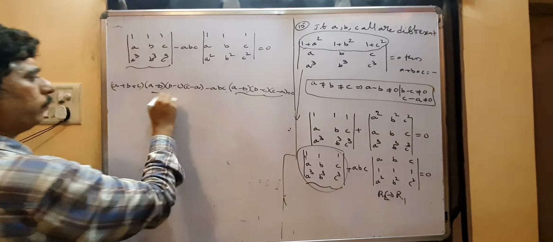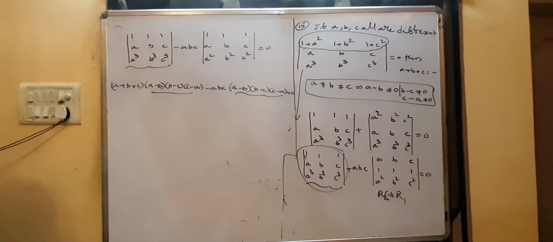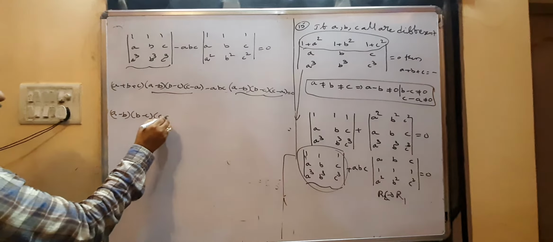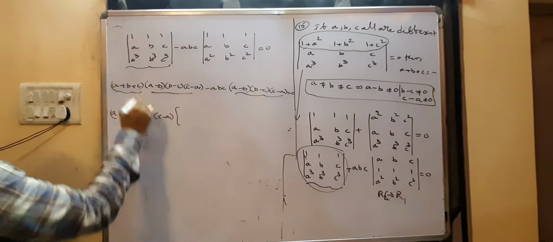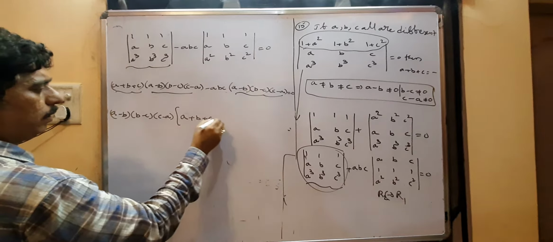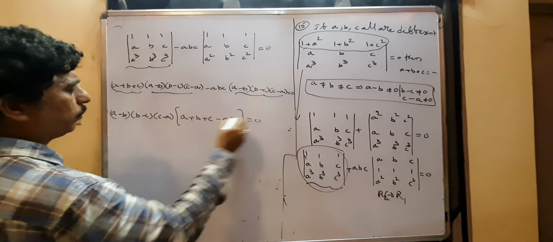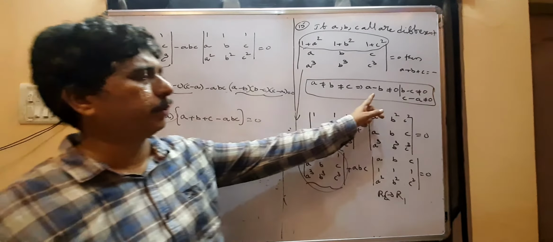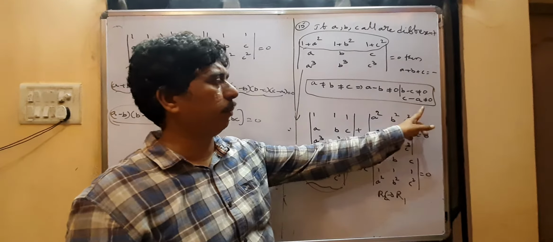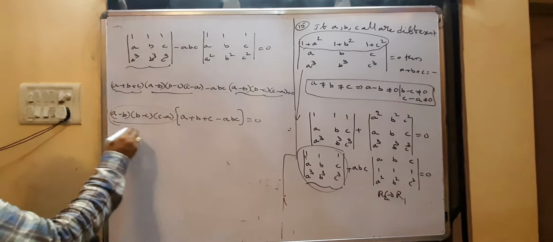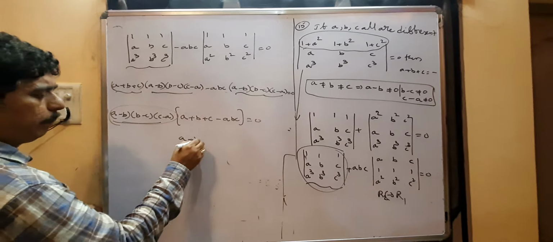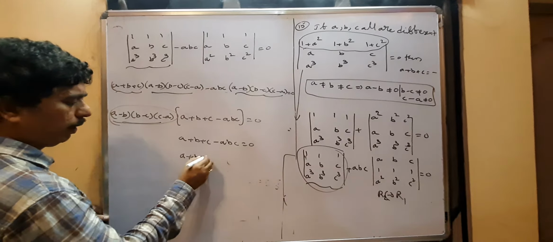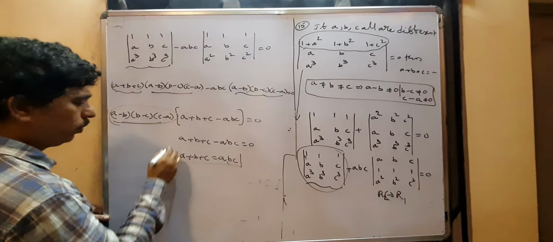What is the common factor you have? (a minus b) into (b minus c) into (c minus a), take it outside. Remaining: a plus b plus c minus abc equal to 0. This part is not equal to 0, since already at the start a minus b is not equal to 0, b minus c is not equal to 0, c minus a is not equal to 0. So this is not equal to 0, which means obviously a plus b plus c minus abc equal to 0. Then a plus b plus c value is abc. Copy it.